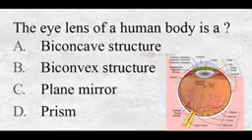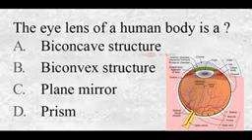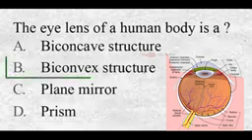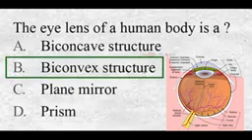The eye lens of a human body is A. Biconcave structure, B. Biconvex structure, C. Plane mirror, D. Prism. And the correct answer is B. Biconvex structure.